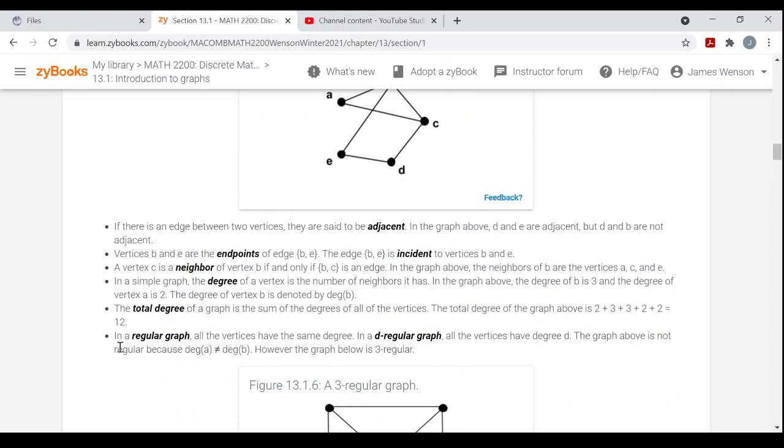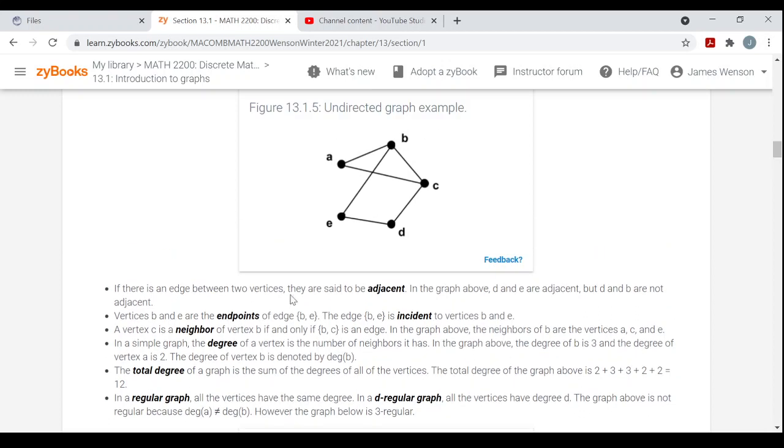Right. And more definitions. In a regular graph, all the vertices have the same degree. So this graph here is not a regular graph, because there are some vertices with different degrees, right? This has degree 2, and vertex B has degree 3.